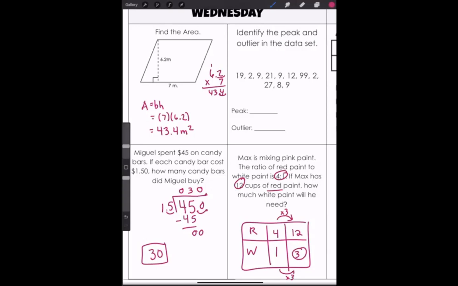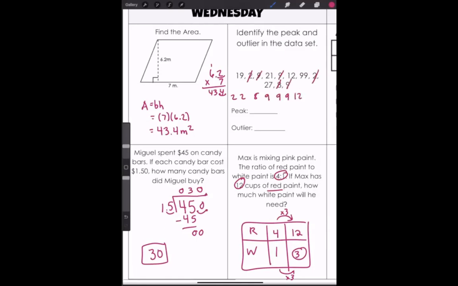Okay, so in order to know peak and outlier, easiest thing to do first is to get them in order. So 2 and 2, and then 8, and then there's 3 9s.